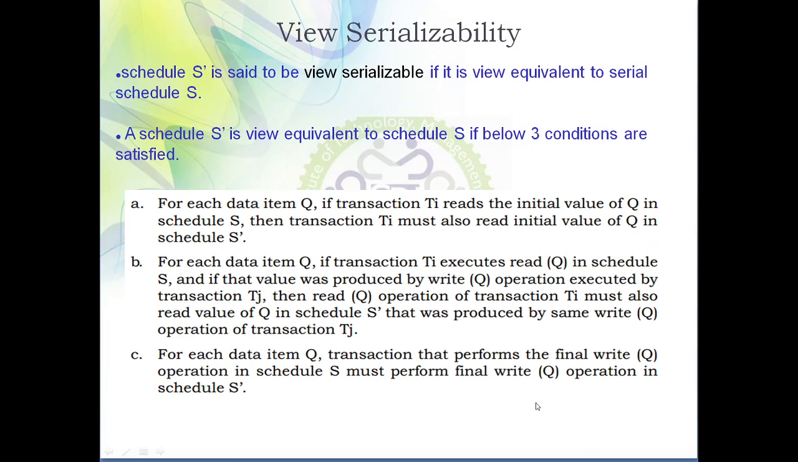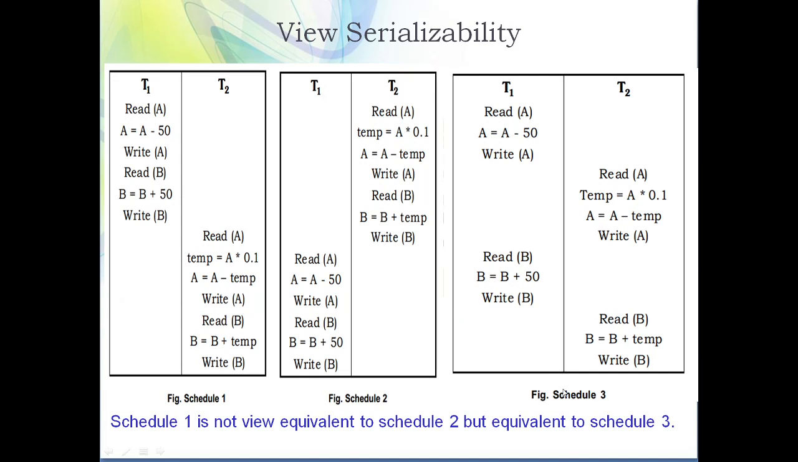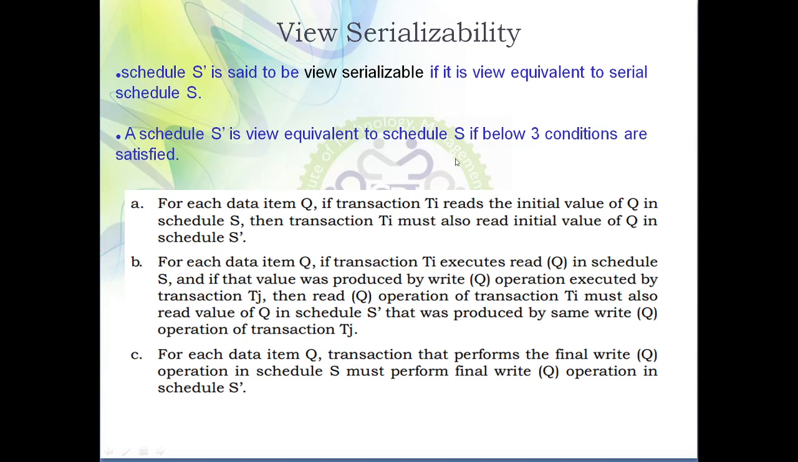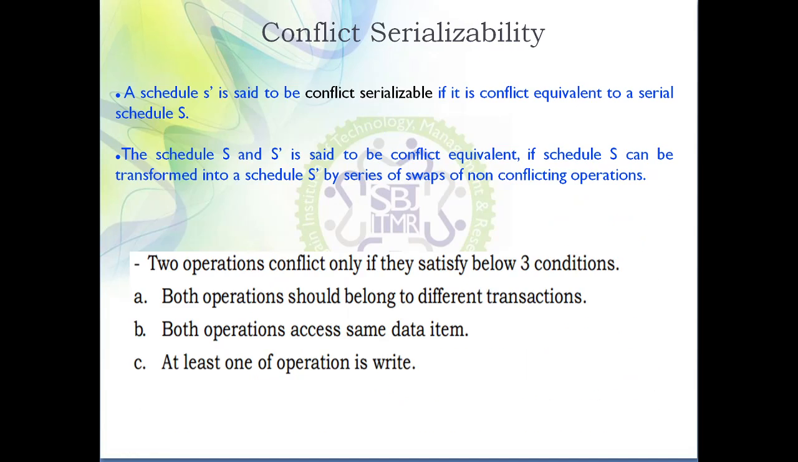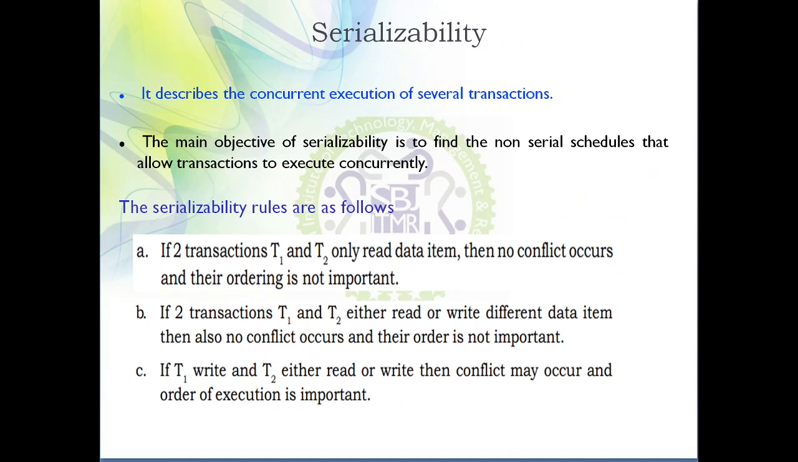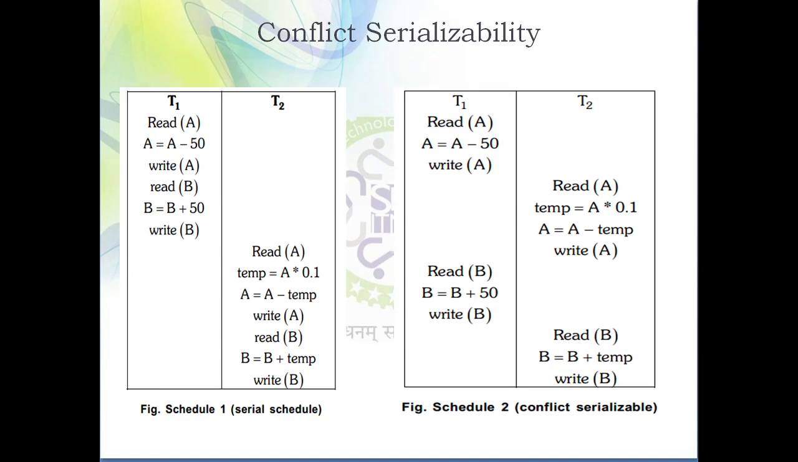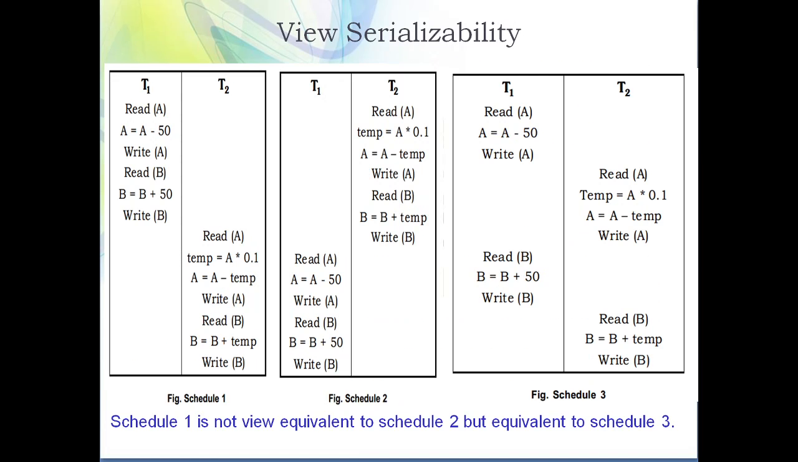So these are the conditions of view serializability, and hence we can say that schedule 3 is a view serializable schedule. What is view serializable? If it is view equivalent to a serial schedule S, and these are the conditions for view serializability. I hope you understand the concept of conflict serializability and view serializability. These are two important concepts. Based on this, there will be a numerical, which we are going to discuss in the next video. Thank you.